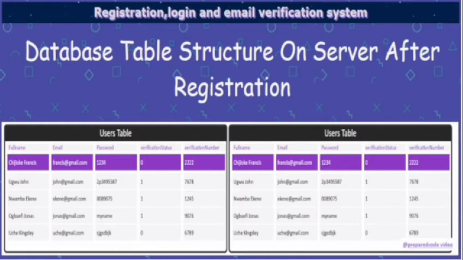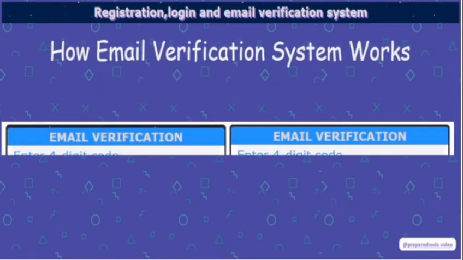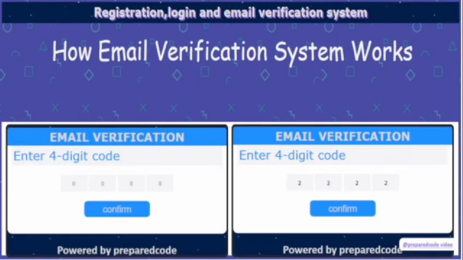The next thing is to verify this account. So let's see what's next. The next thing we're going to be looking at is how the email verification system works. Remember, we are done with how the registration system works. When you enter your information, this information is validated and stored in the database.